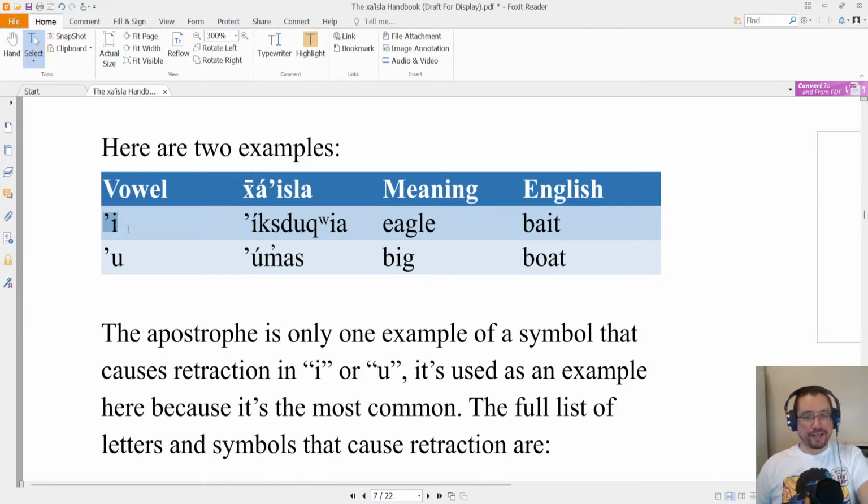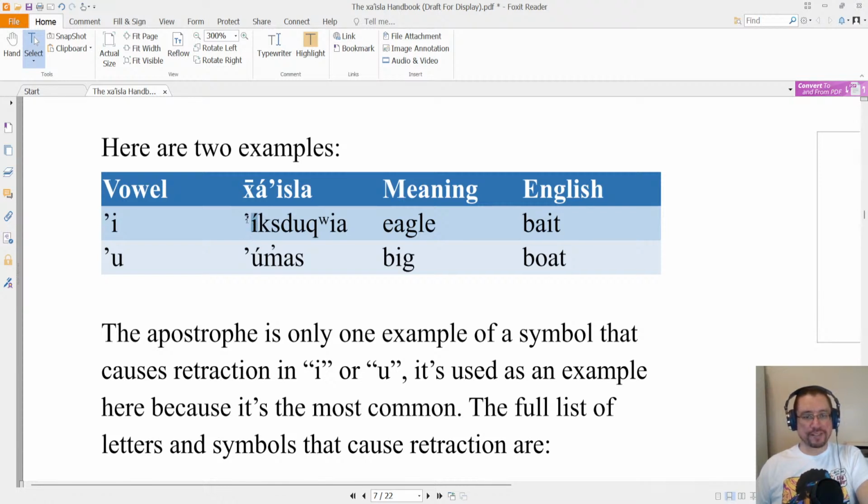So apostrophe I sounds like A, as in xa'isla. You'll notice we have two I's in this word. We have an apostrophe followed by an I, that sounds like A. Then we have another I here, this sounds like E. So the first I sounds like A, the second I sounds like E, and xa'isla means eagle.